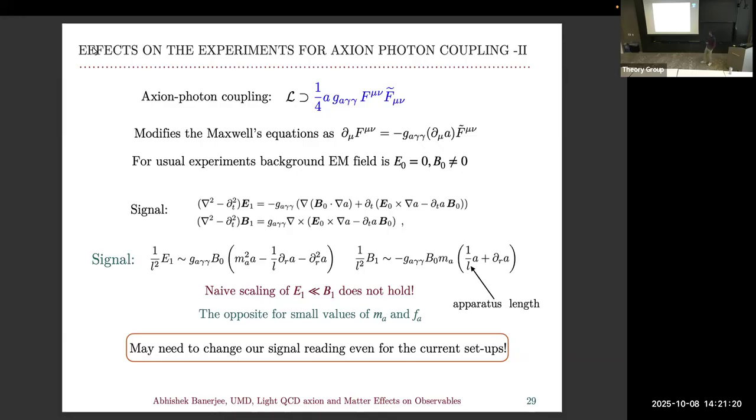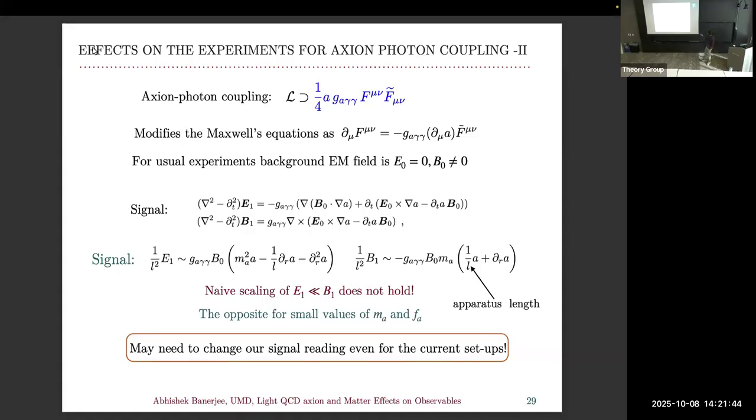So now let's see how we actually pick up the signal from the axions. E1 and B1 are the signals that you pick out from the axion-induced electric field and axion-induced magnetic field, respectively. And B0 and E0 are the backgrounds that I'm putting in. Fine. So this is how the signal looks. You just take Maxwell's equation, do it twice. This is what you get.